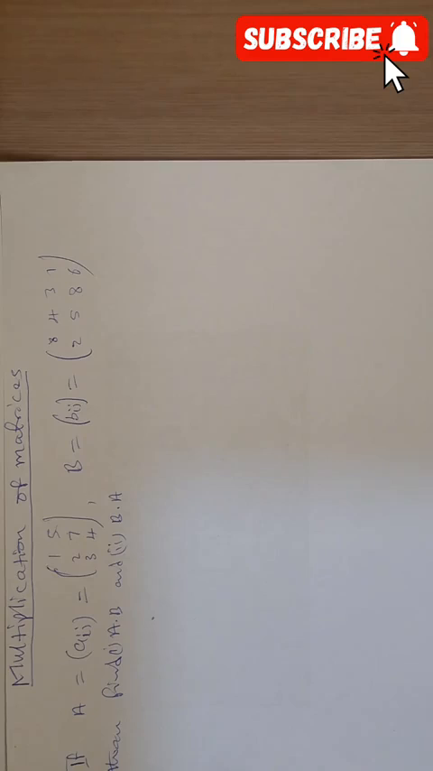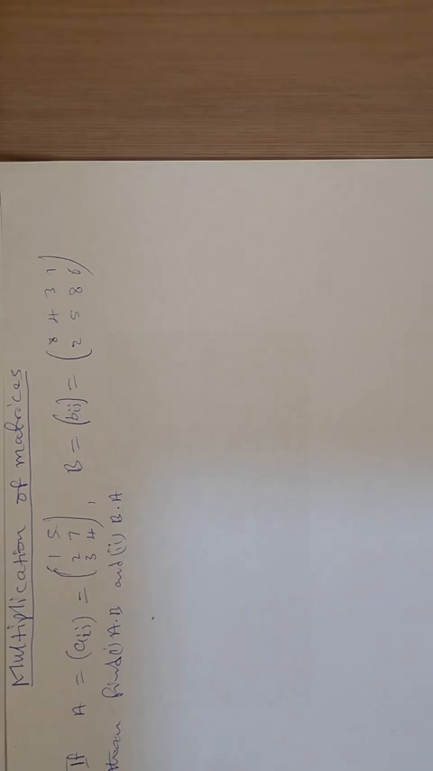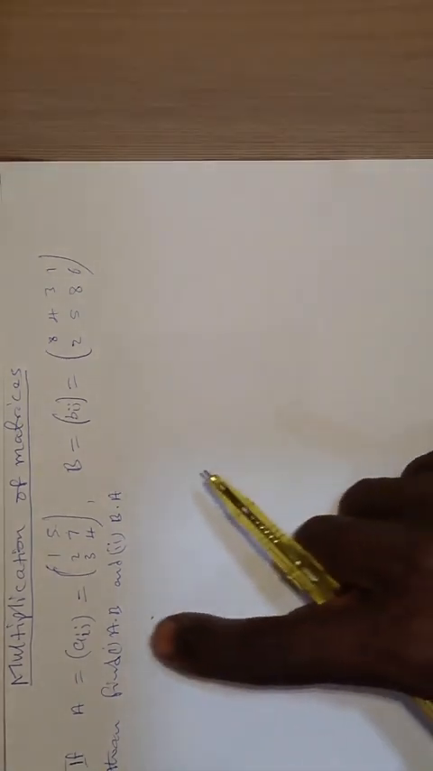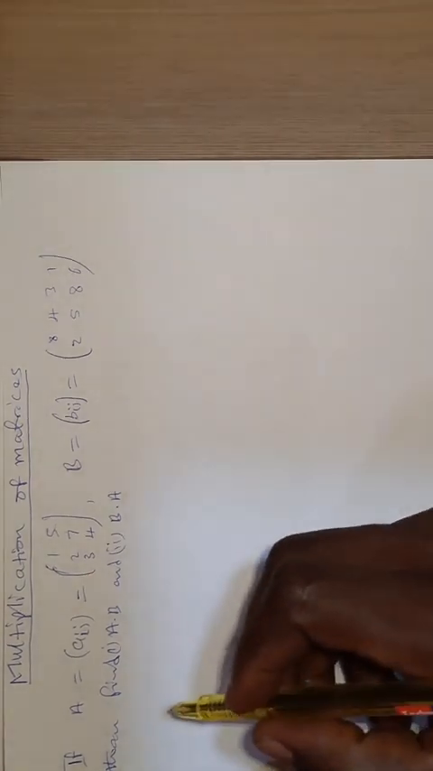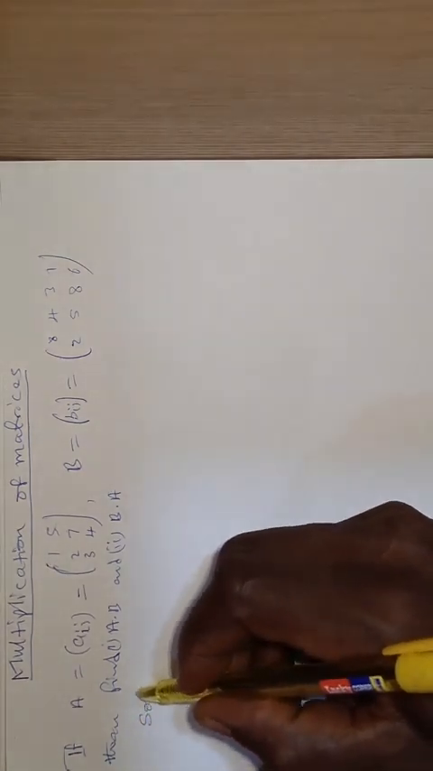The last question that I took on this was just letters, but we have an example here. If A is equal to Aij, which is the same thing as 1, 2, 3, 4, 5, 6, and B is equal to Bij, which is the same thing as 8, 4, 3, 1, 2, 5, 8, 6, we have to find AB for the first one and then BA for the second one. So let's solve this.